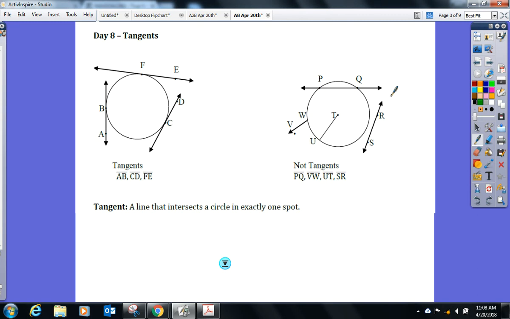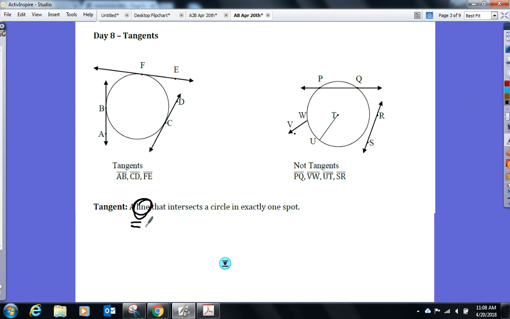Describe what a tangent is. Go ahead, Nick. It's like a ray with one point touching the outside of the circle. Okay, I'm even going to go further than a ray. A line. Make sure you guys realize it's a line, all right? A line that intersects a circle in one spot.